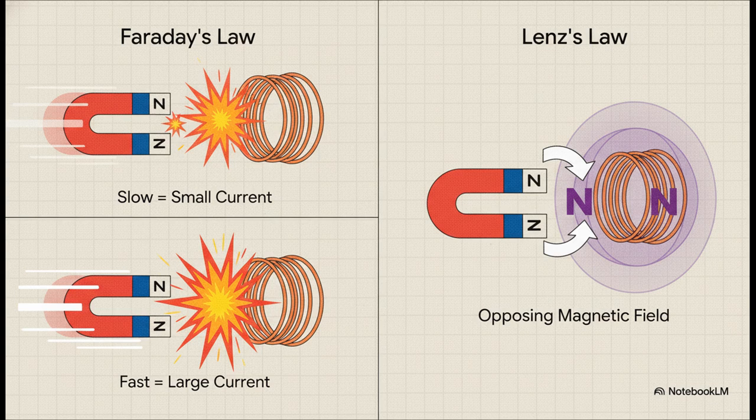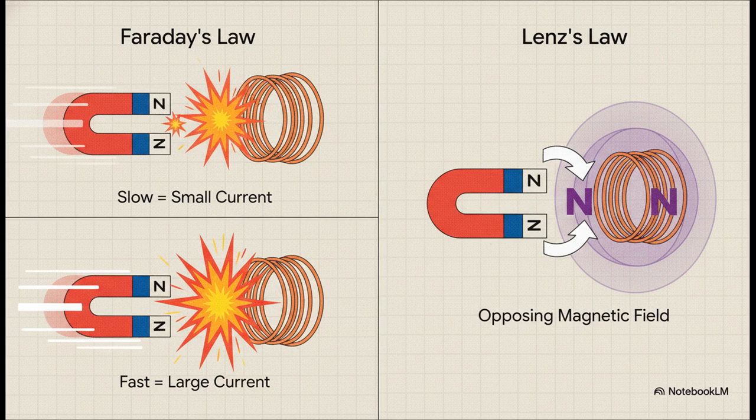Now, two big laws control this whole process. First, Faraday's law tells us how much current we get. And it's simple. The faster you change the field, the faster you move that magnet, the bigger the current you get. Then there's Lenz's law, which tells you the direction of the current.